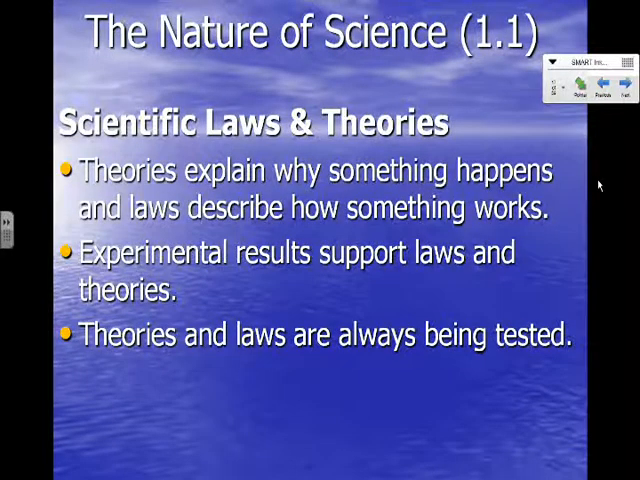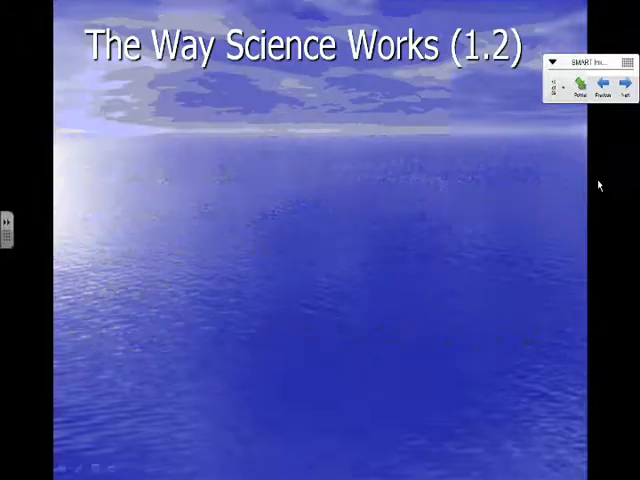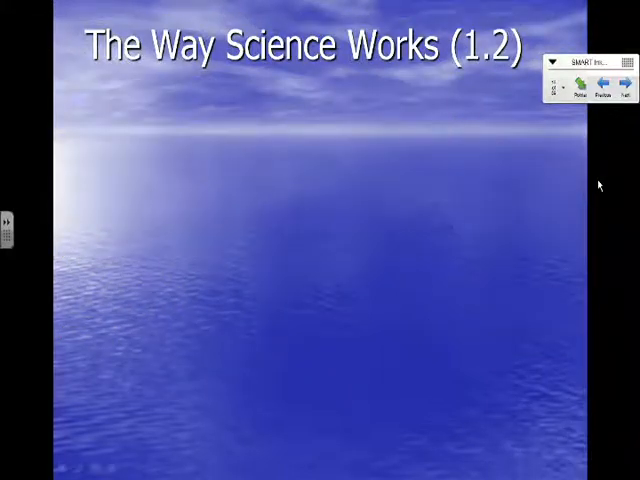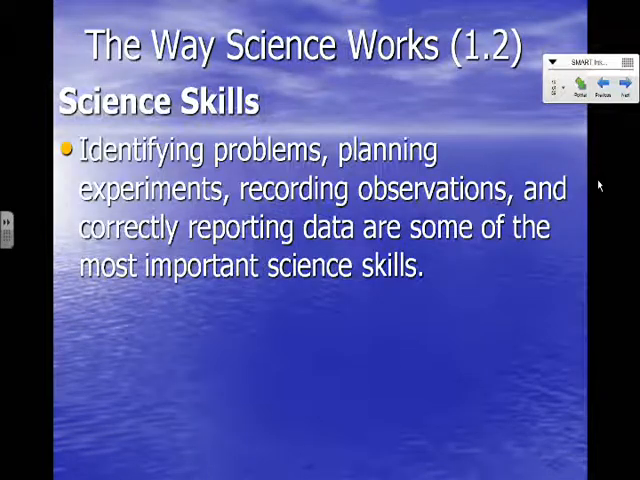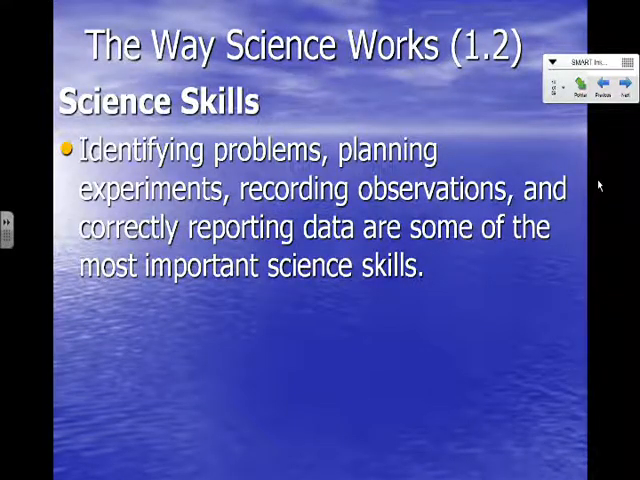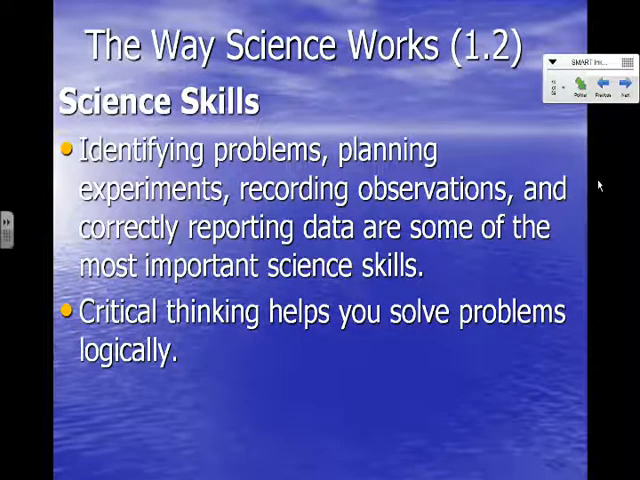Now, let's talk about the way science works. First of all, let's talk about science skills. Identifying problems, planning experiments, recording observations, and correctly reporting data are some of the most important science skills. You will start to develop some of these science skills in physical science this semester. The reason we develop these science skills is because it helps us learn how to think critically, and critical thinking helps you solve problems logically.